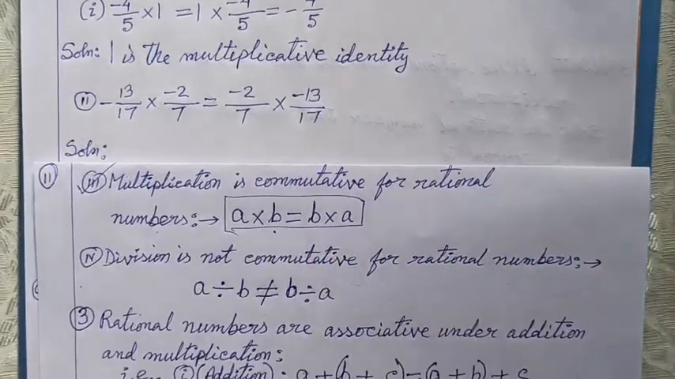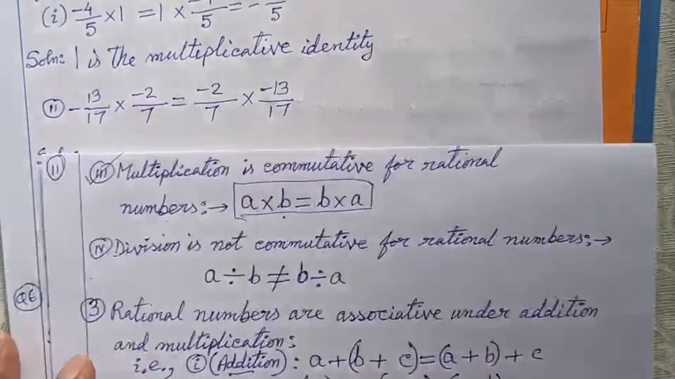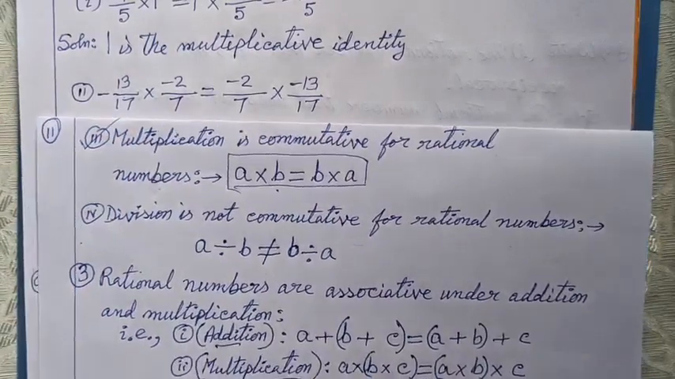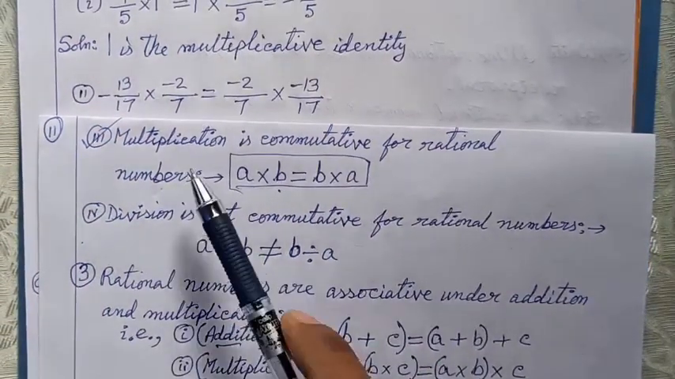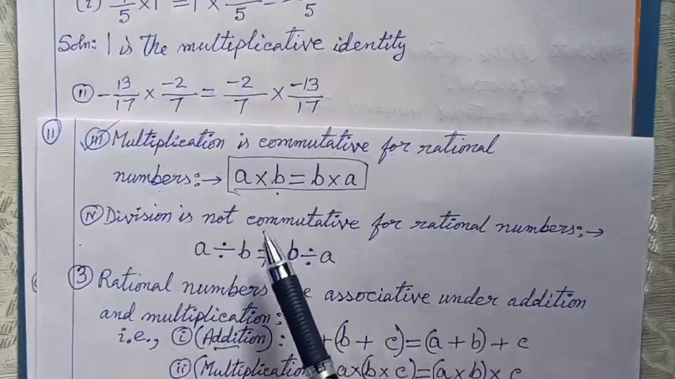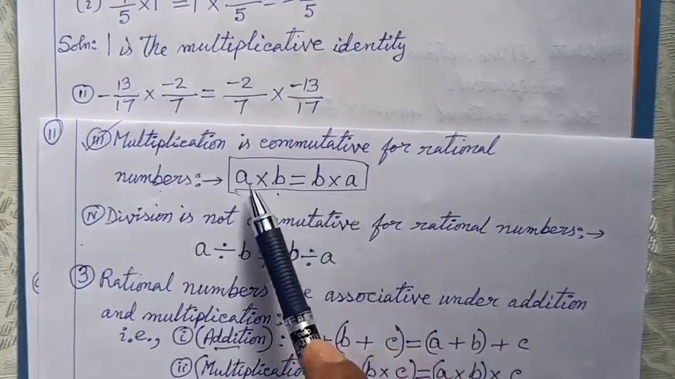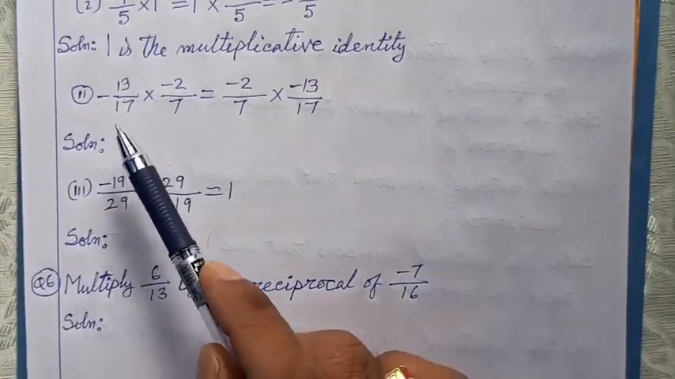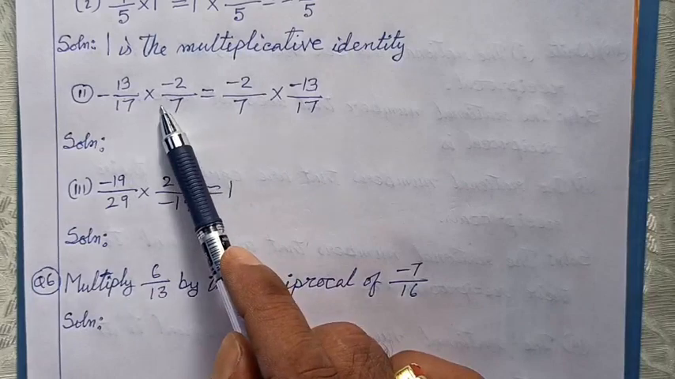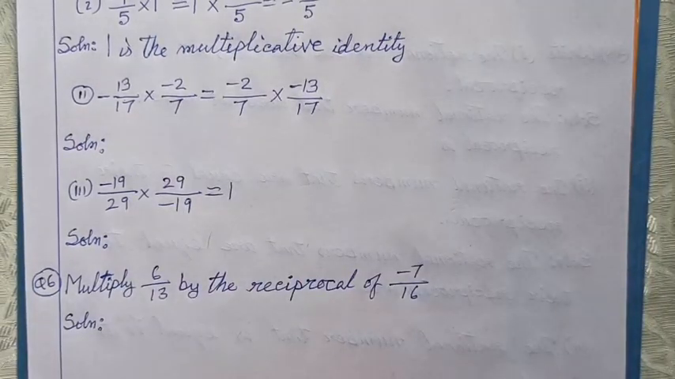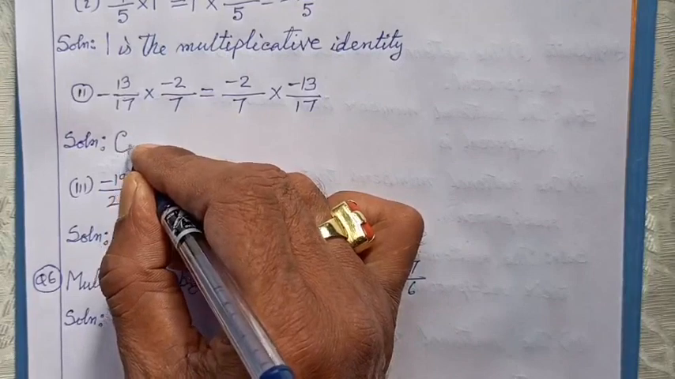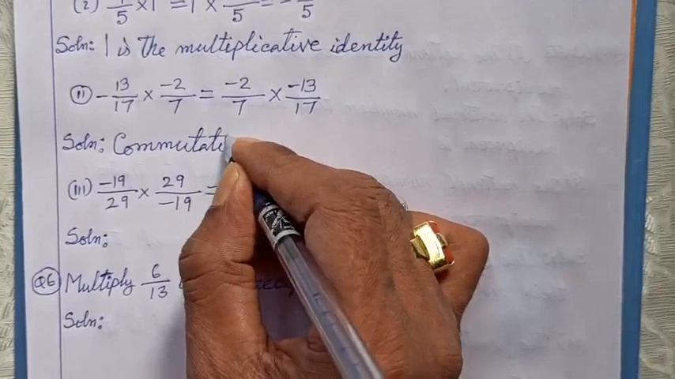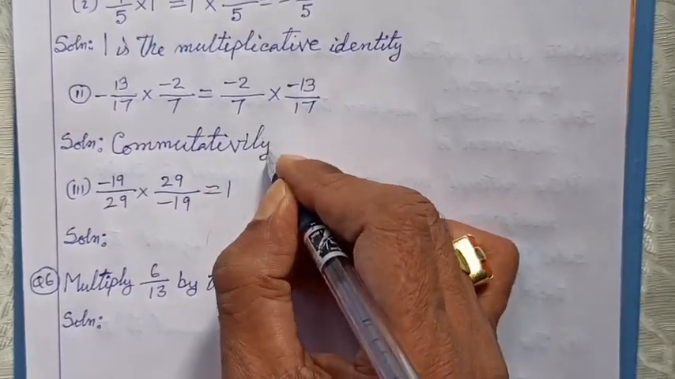So here you see, multiplication is commutative for rational numbers. A into B is equal to B into A. Here the order of A and B is interchanged. In the same way, here the order of these two rational numbers is interchanged. So this property is called commutativity.